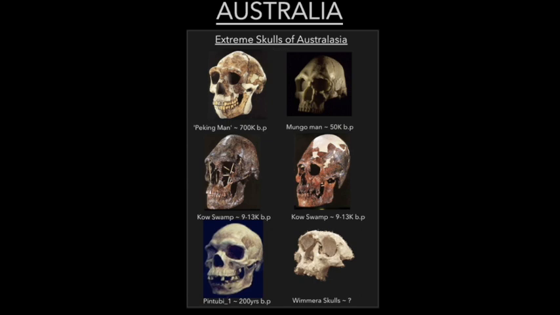Pintubi, one skull, bottom left. You can recognise immediately how archaic the features are in that skull, but it's only 200 years old. So that's a really interesting one. And then even more interesting and very hard to get information on are the Wimmera skulls. There's a handful of them. I think there's 3 or 4 different skulls.